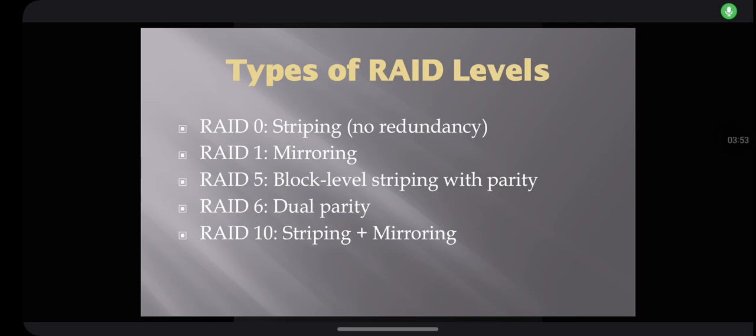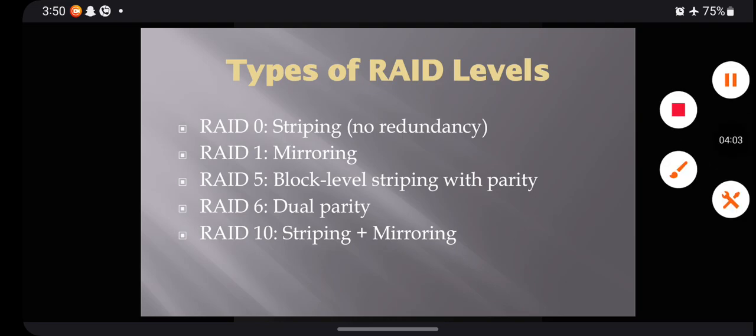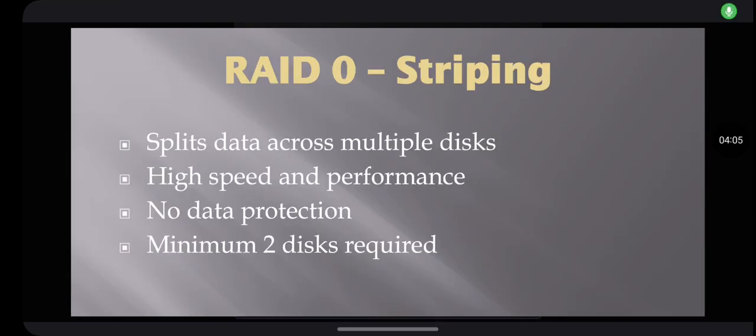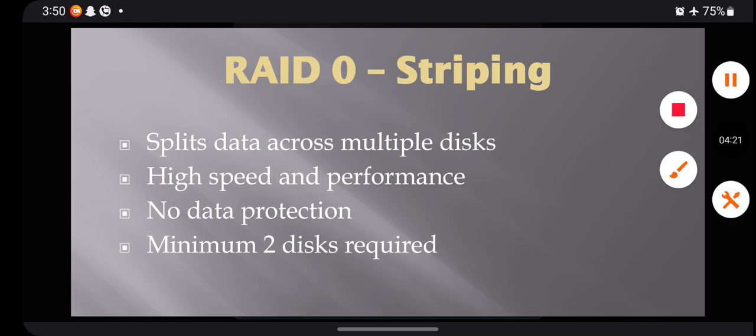Types of RAID levels. There are several levels: RAID 0, RAID 1, RAID 2, RAID 3, RAID 4, RAID 5, RAID 6, and RAID 10. First we discuss RAID 0. This is called striping. It splits the data across the disks for speed, but it has no redundancy, so if one disk fails, all data is lost. It's fast, but it's risky. A minimum of 2 disks is required in RAID 0 striping.